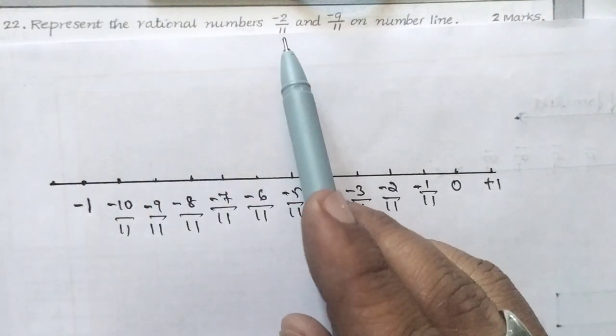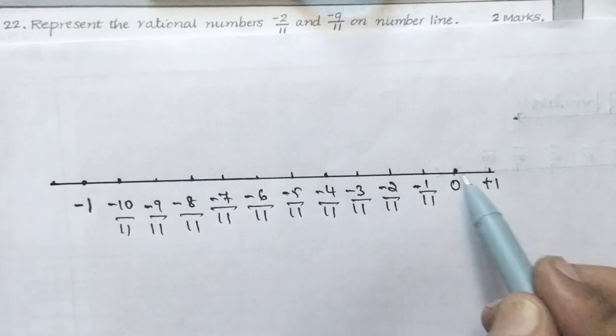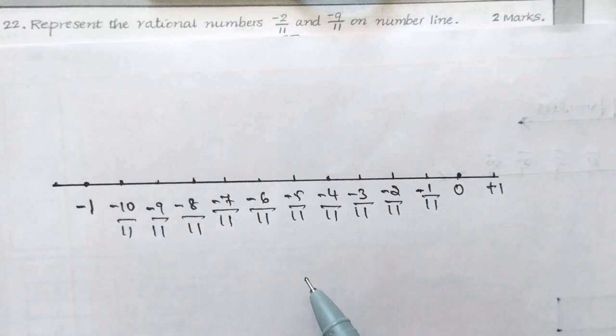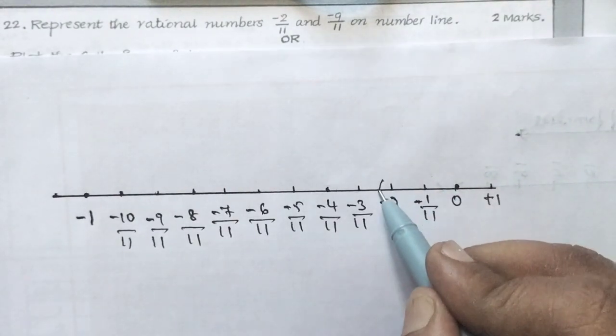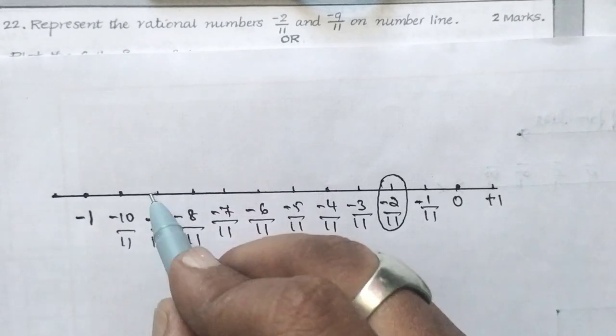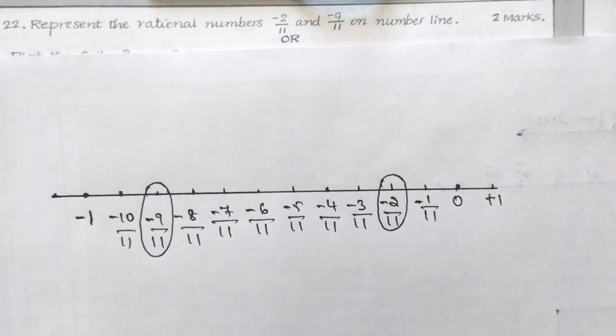So minus 2 by 11 and minus 9 by 11 lie between 0 and minus 1. We want minus 2 by 11, this is minus 2 by 11. And we want minus 9 by 11, this is minus 9 by 11. Like this we have to mark the rational numbers on the number line.